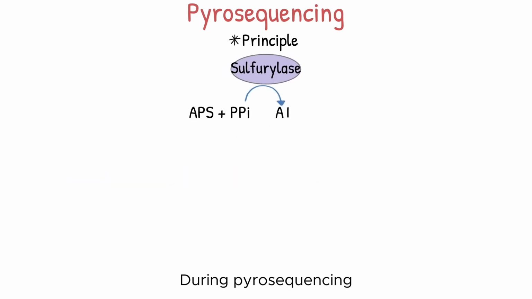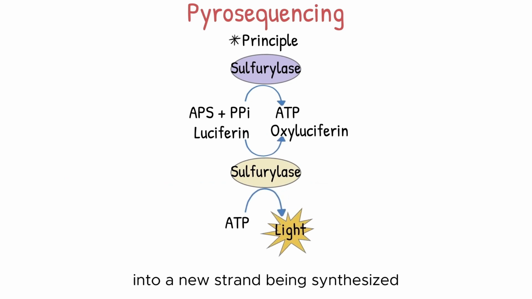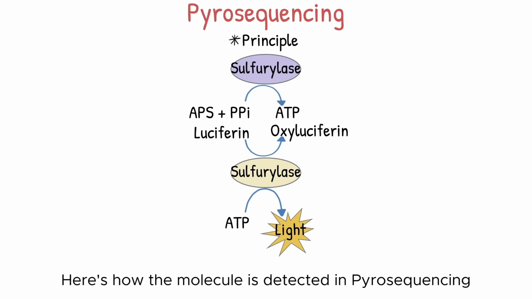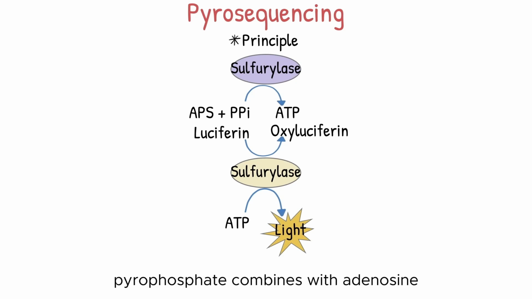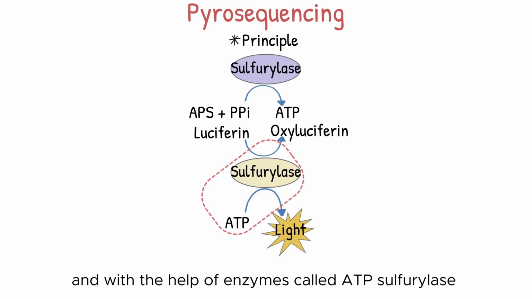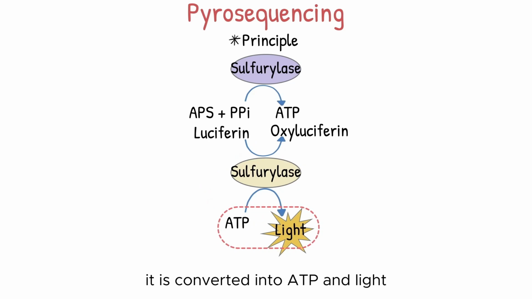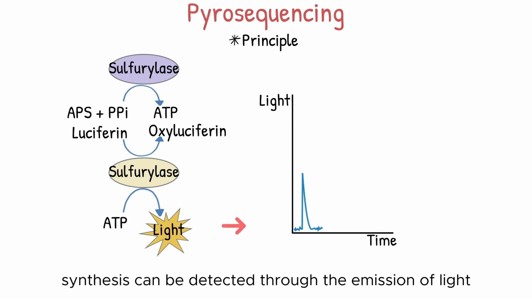During pyrosequencing, every time a complementary nucleotide is incorporated into a new strand being synthesized, a molecule of pyrophosphate is released. Here's how the molecule is detected in pyrosequencing. Pyrophosphate combines with adenosine phosphosulfate, and with the help of enzymes called ATP sulfurylase and luciferase, it is converted into ATP and light. This means that the pyrophosphate released during DNA synthesis can be detected through the emission of light.